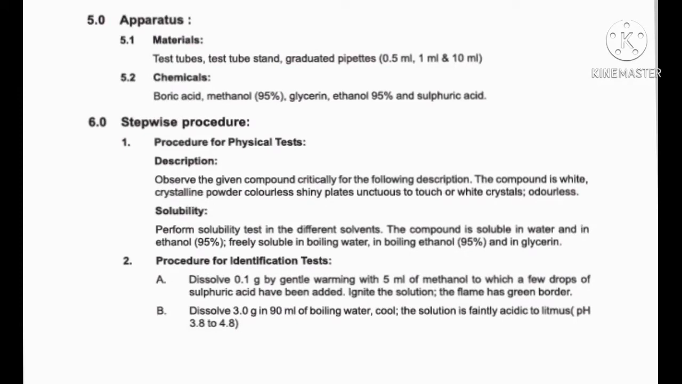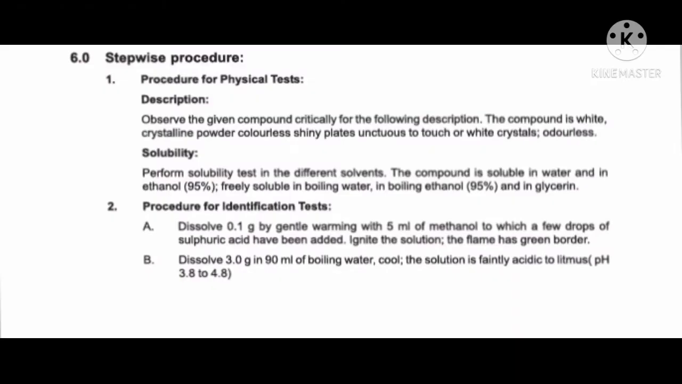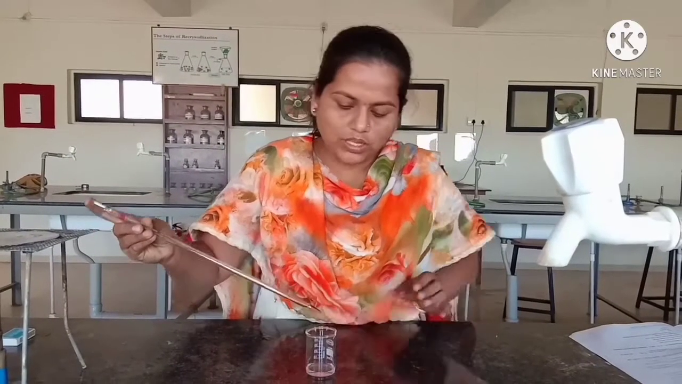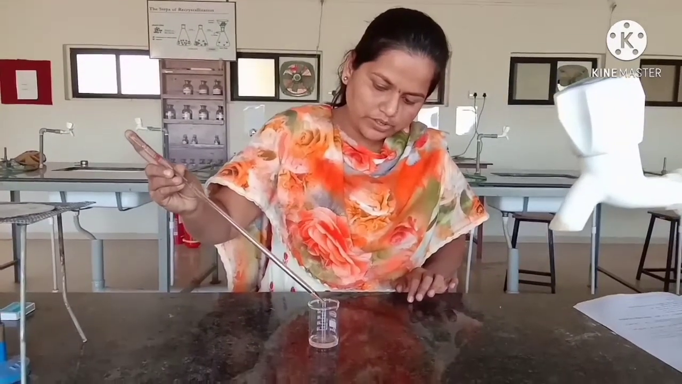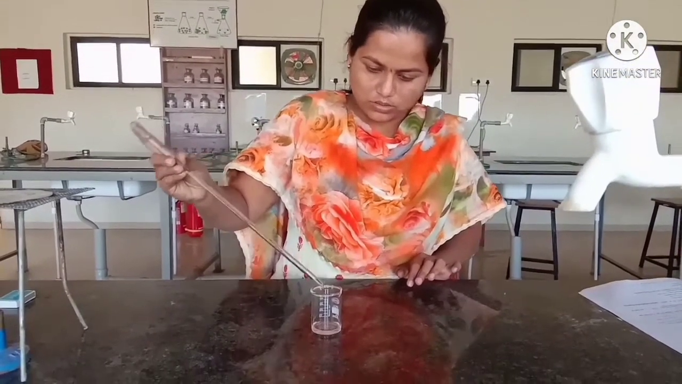Now we'll start with the identification test for boric acid. The chemicals required are boric acid, methanol, glycerin, ethanol, and sulfuric acid. The procedure is: dissolve 0.1 gram of boric acid by gentle warming with 5 ml of methanol. While warming this solution, add few drops of sulfuric acid to the solution.